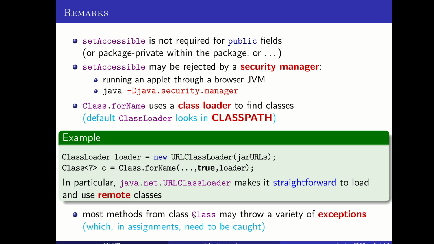Most of those methods from class will throw, as I mentioned before, a variety of exceptions, which means that in assignments, when you're asked to do reflection in those assignments, you should catch those. If I give you a class name that will not be found by your class loader, you will get exceptions for that, and you should catch those exceptions, and all sorts of similar things like that.